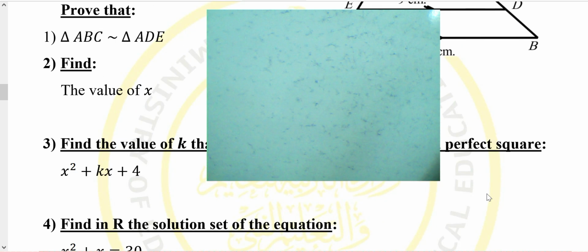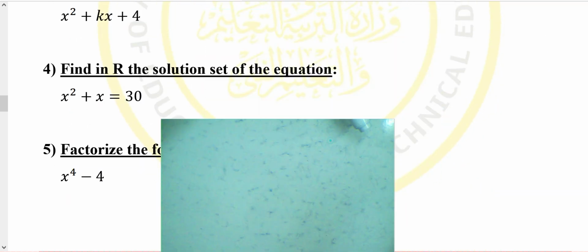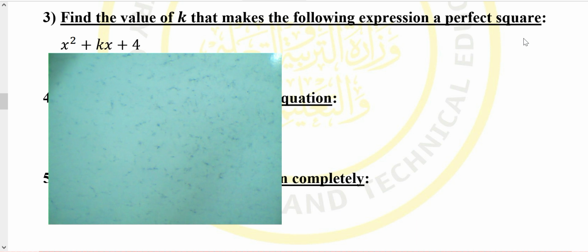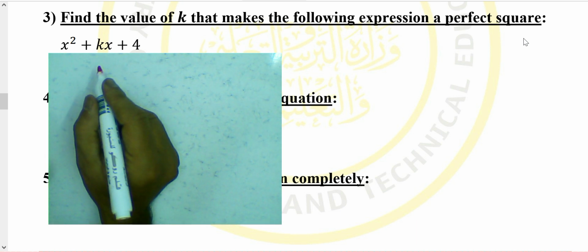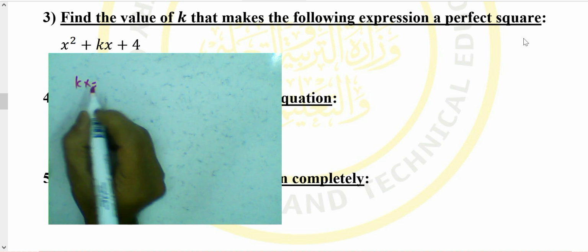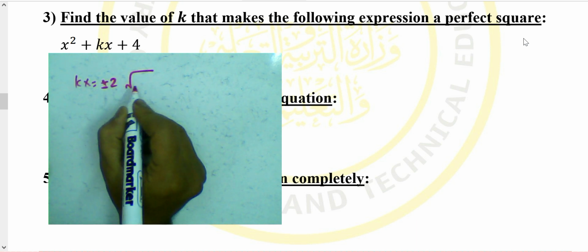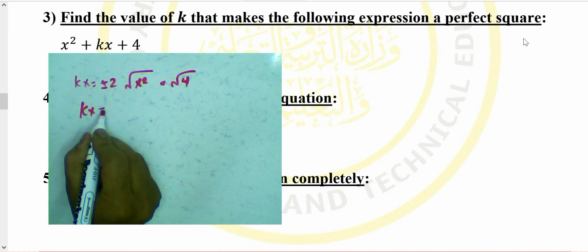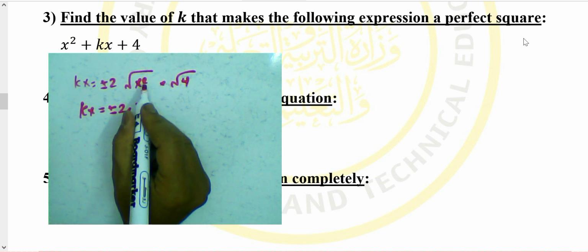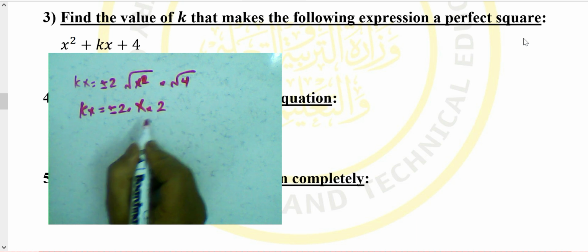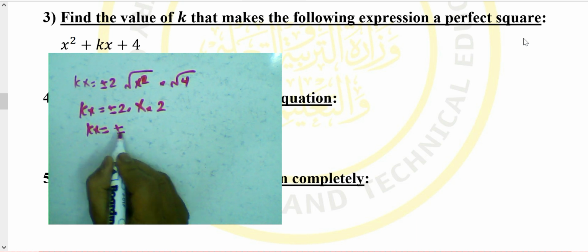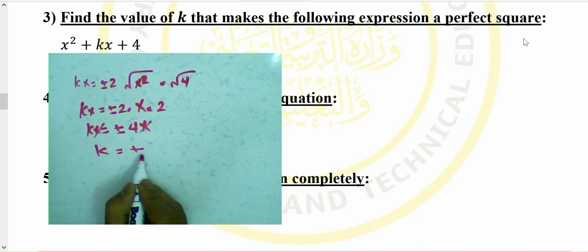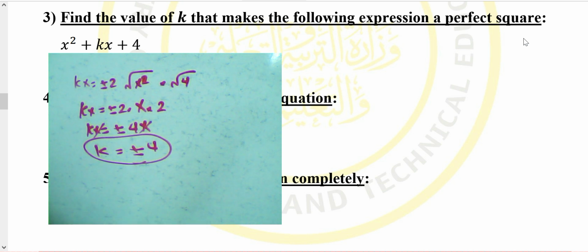Next question. Find the value of K that makes the following expression a perfect square. Okay, we know K lies in the middle. Then Kx will be equal to positive or negative 2 times the square root of the first term times the square root of the third. Then Kx will be equal to positive or negative 2 times the square root of x squared, times the square root of 4, which equals 2. Then K times x equals positive or negative 4x. And then we can cancel x by x. Then K will be positive or negative 4. So the value of K equals positive or negative 4.